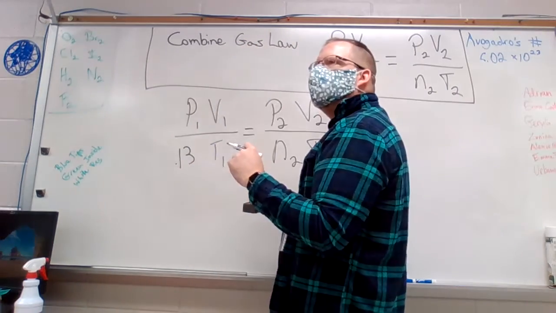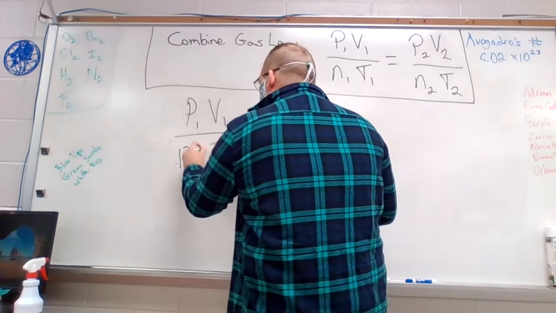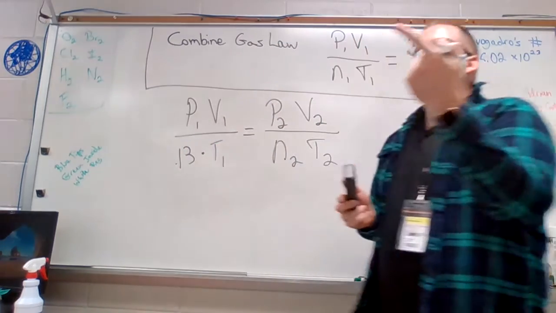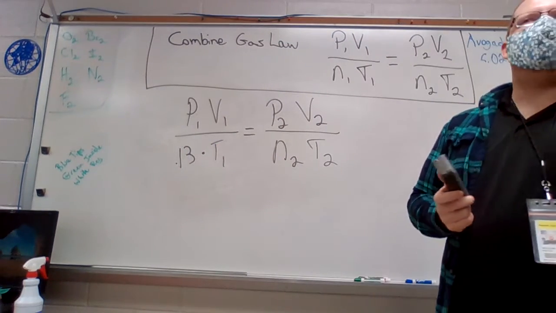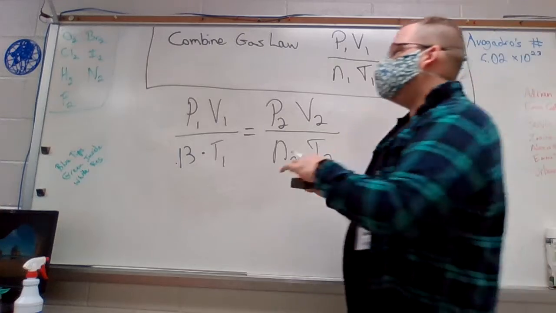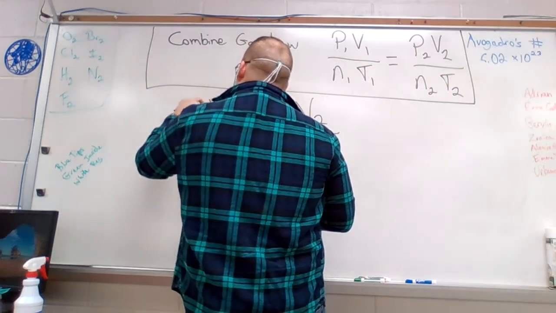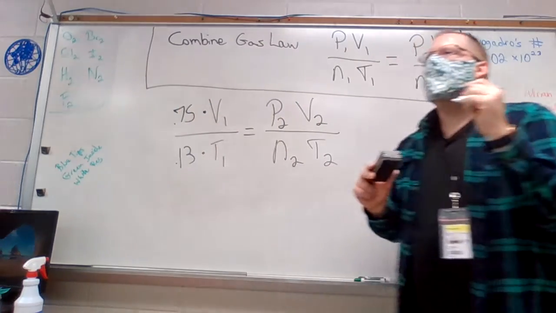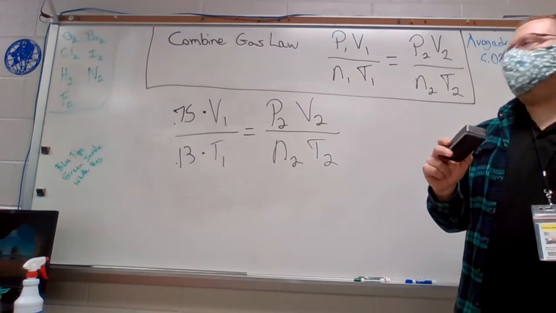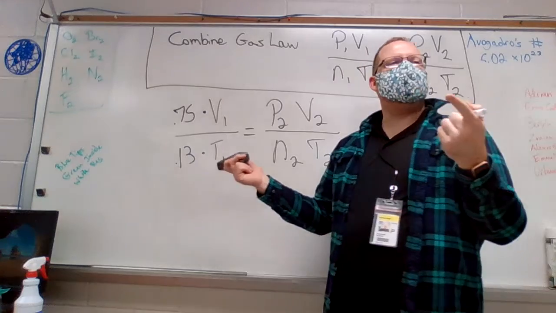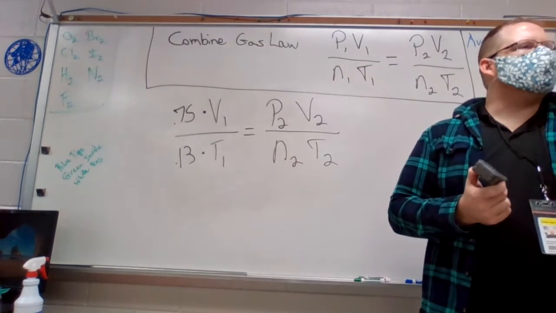Or no, is that right? Yeah, 0.13. Now the next thing they give me, my 0.75 atmospheres. Atmospheres is a pressure, so I know that's my P1, 0.75 atmospheres. The next thing they give me is 25 degrees Celsius. That's going to be my T1. But what do I have to do to Celsius temperatures?